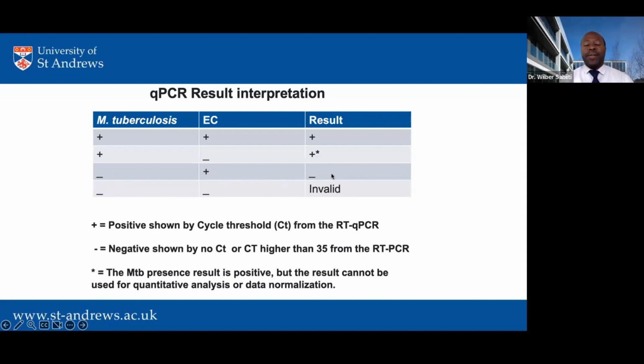If the tuberculosis channel is negative and the extraction control is positive, then that is a valid negative result for MTB. If the MTB channel is negative and the extraction control channel is negative, then that result is invalid. So the sample needs to be repeated.